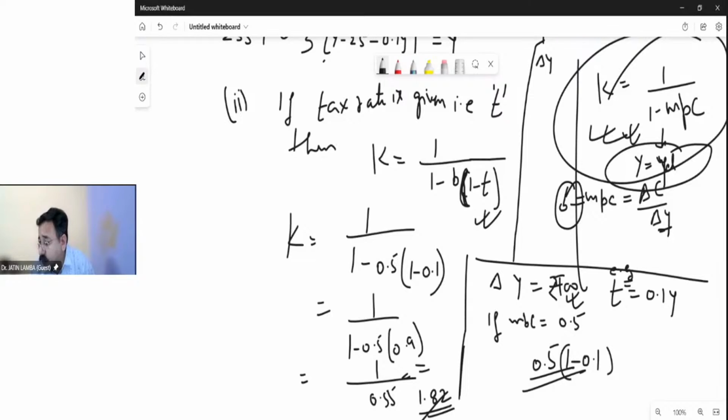Yes, Bhumika, to get income after tax, we will subtract the tax. Very good. So disposable income is income after tax, right?